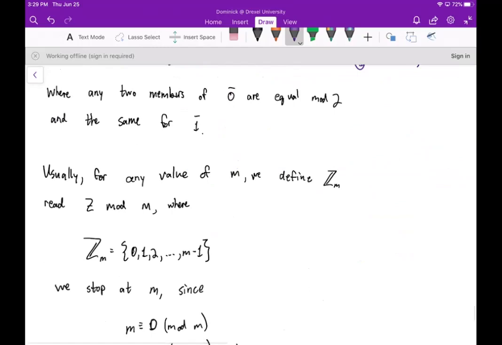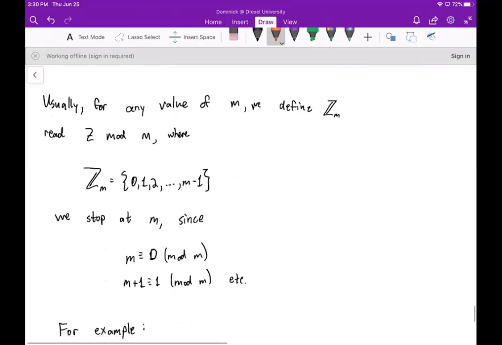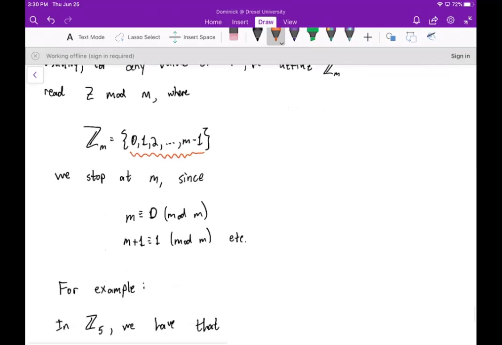Now, usually what we do is that for any value of M, we define Z_M, read Z mod M, where Z mod M contains 0 and all of the positive integers up to M minus 1, not including M. The idea is that we stop at M since M is congruent to 0 mod M, M plus 1 is congruent to 1 mod M, et cetera. M plus 2 would then be congruent to 2 mod M, and so on and so forth.